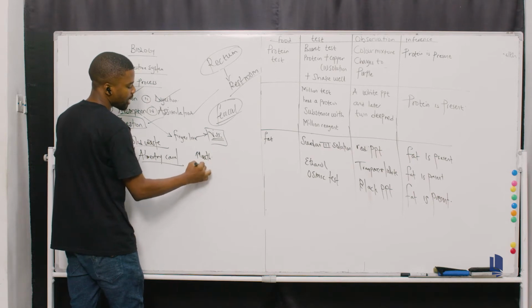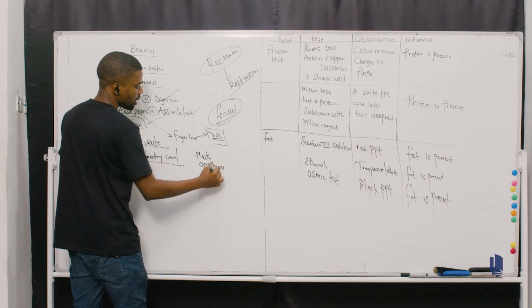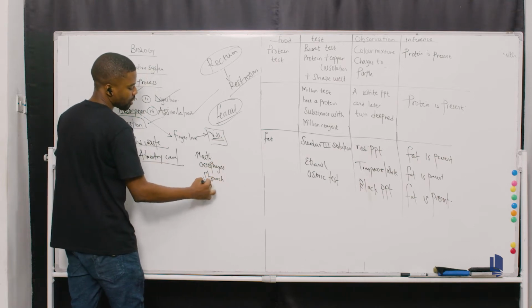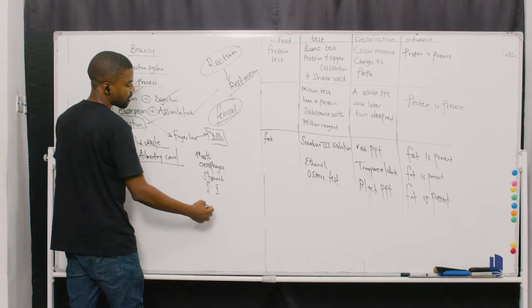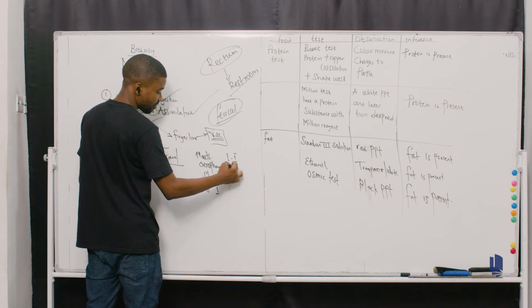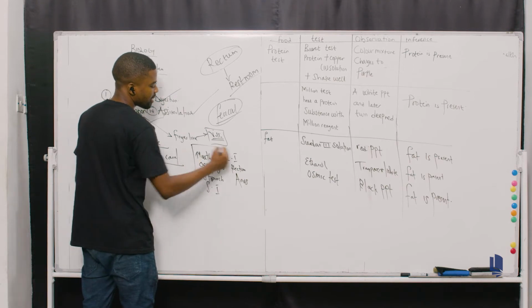After the mouth, we have what? Esophagus. After esophagus, we have stomach. After stomach, we have the SI, that's small intestine. We have the large intestine. And then we have the rectum. And then we have the anus. This is how it's supposed to be.